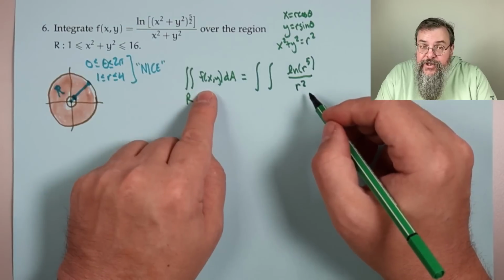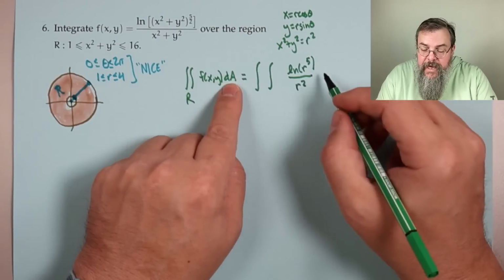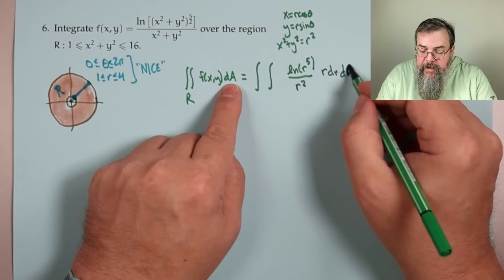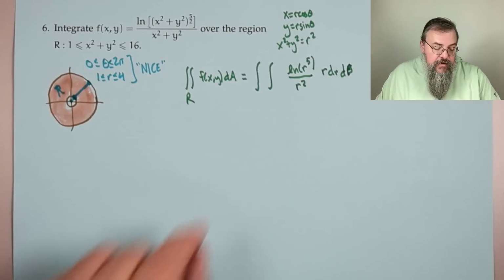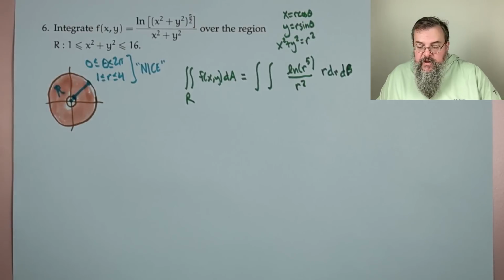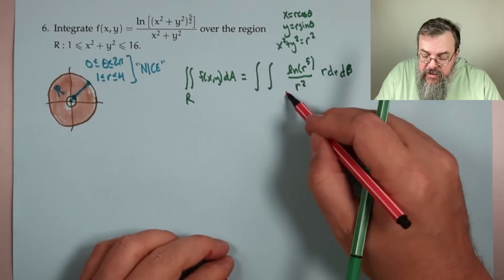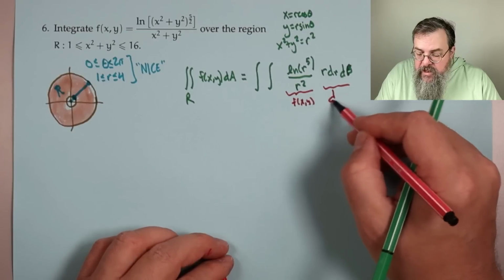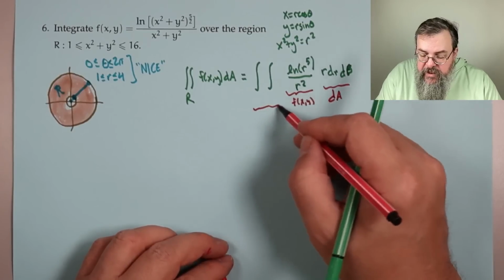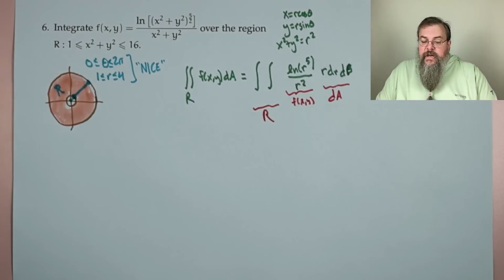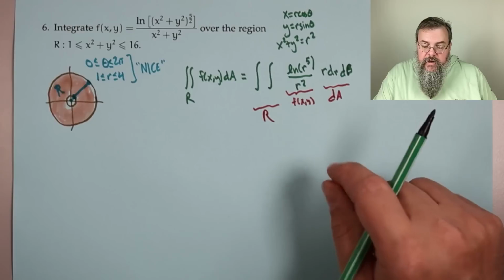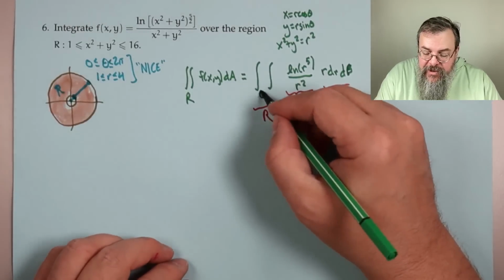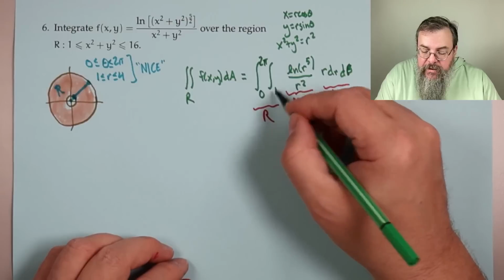So that's the function. What's the dA? r dr d theta. Okay, so this is our dA. I'm going to make some notes here. So this is our function. This is our dA. And then this part right here is our r. And now that we have our bounds, we can say, our bounds were nice. So theta, 0 to 2 pi, r 1 to 4.